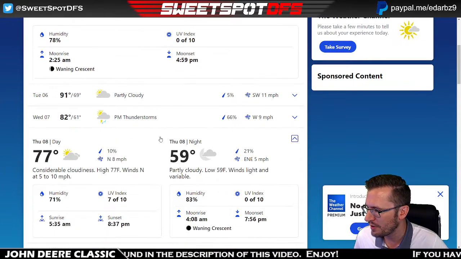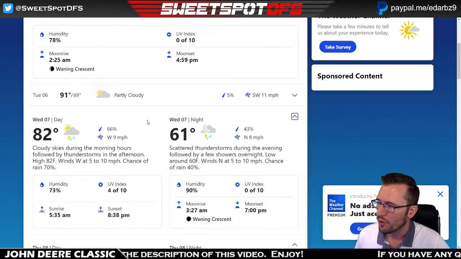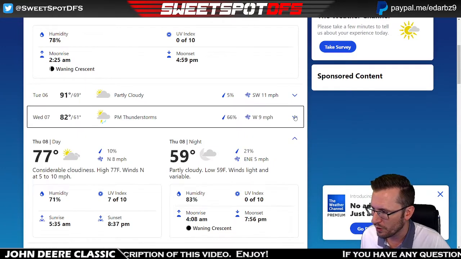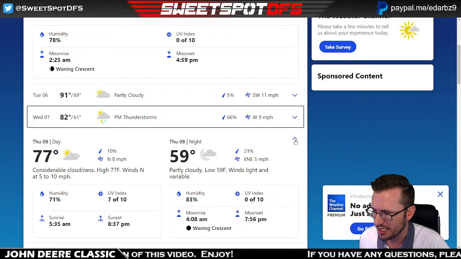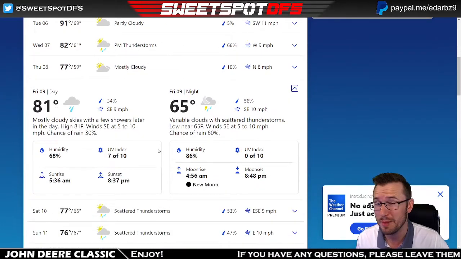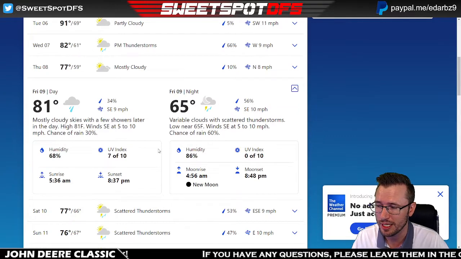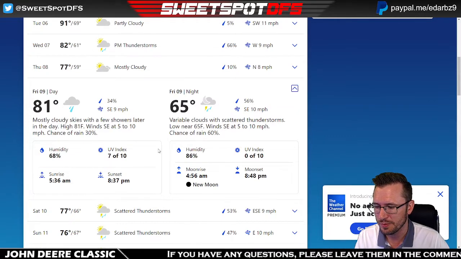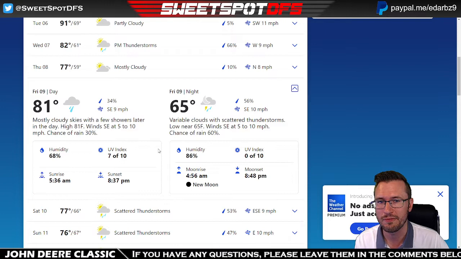Thursday, it's mostly cloudy, 5 to 10 miles an hour. Rain to us doesn't really matter. We were looking for wind, so we see 5 to 10. That's not a big deal. And then Friday, we have PM showers, so maybe the afternoon wave. If you're looking at Thursday tee times, those would be the morning guys teeing off Friday afternoon.